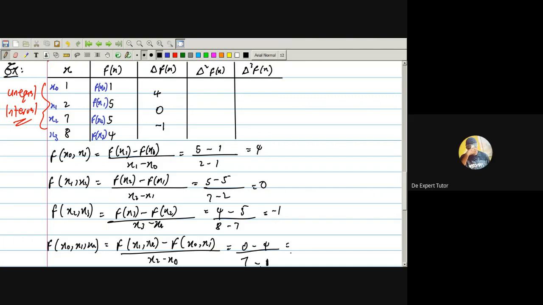This person is whining me. Yeah, what do you have there? That's minus 4 over 6, have you? Yes, minus 4 over 6. That's minus 0.66. Let us use it in fraction. What do you have? Yeah, minus 2 over 3, have you?